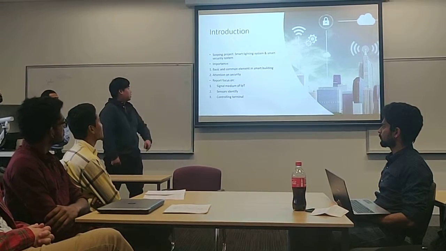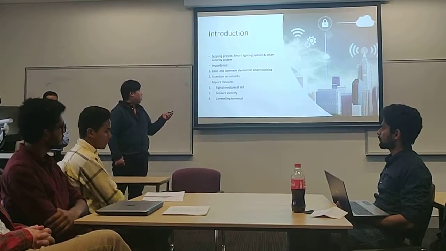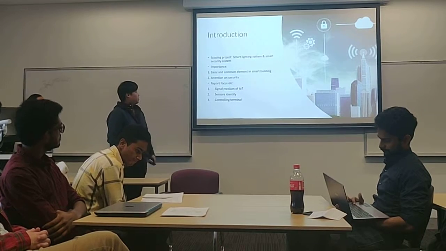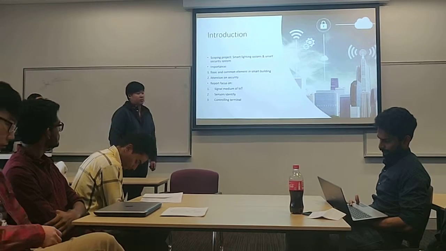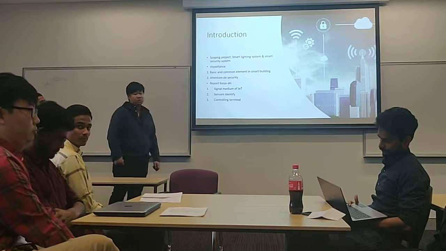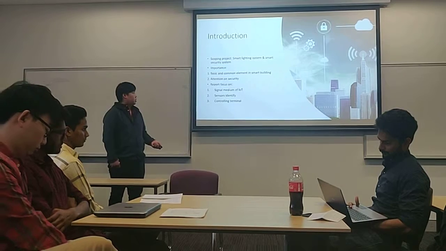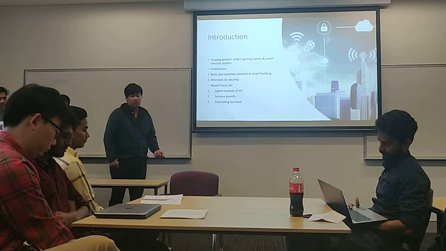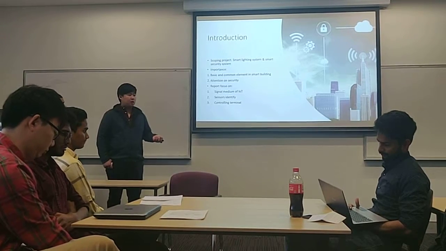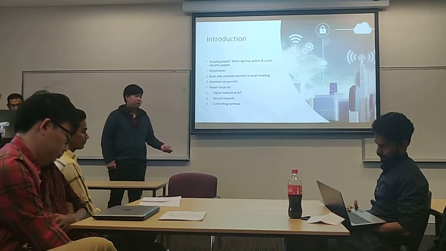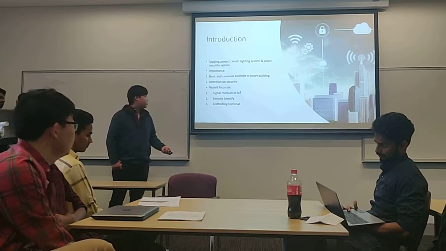Firstly, the importance of our scoping project is that the smart lighting system is the most basic and common element in smart buildings. And secondly, the importance of the smart security system is that people are always concerned about the security of the residents because it can protect their property and lives.